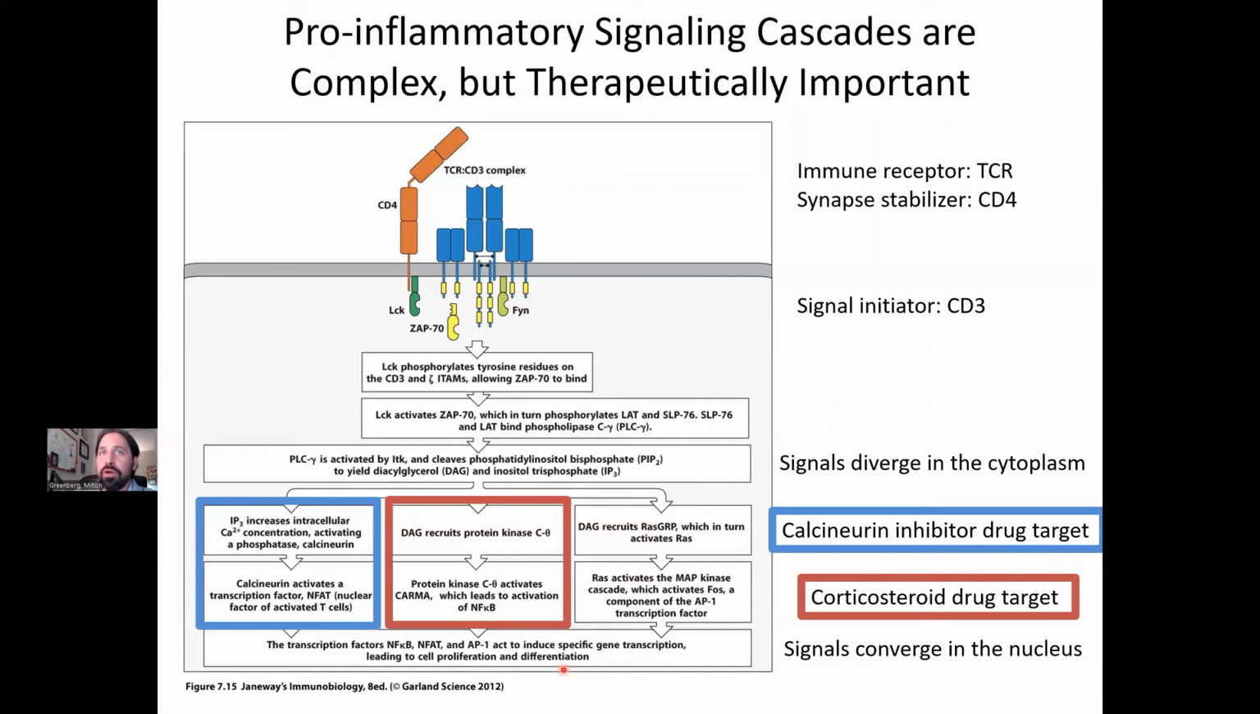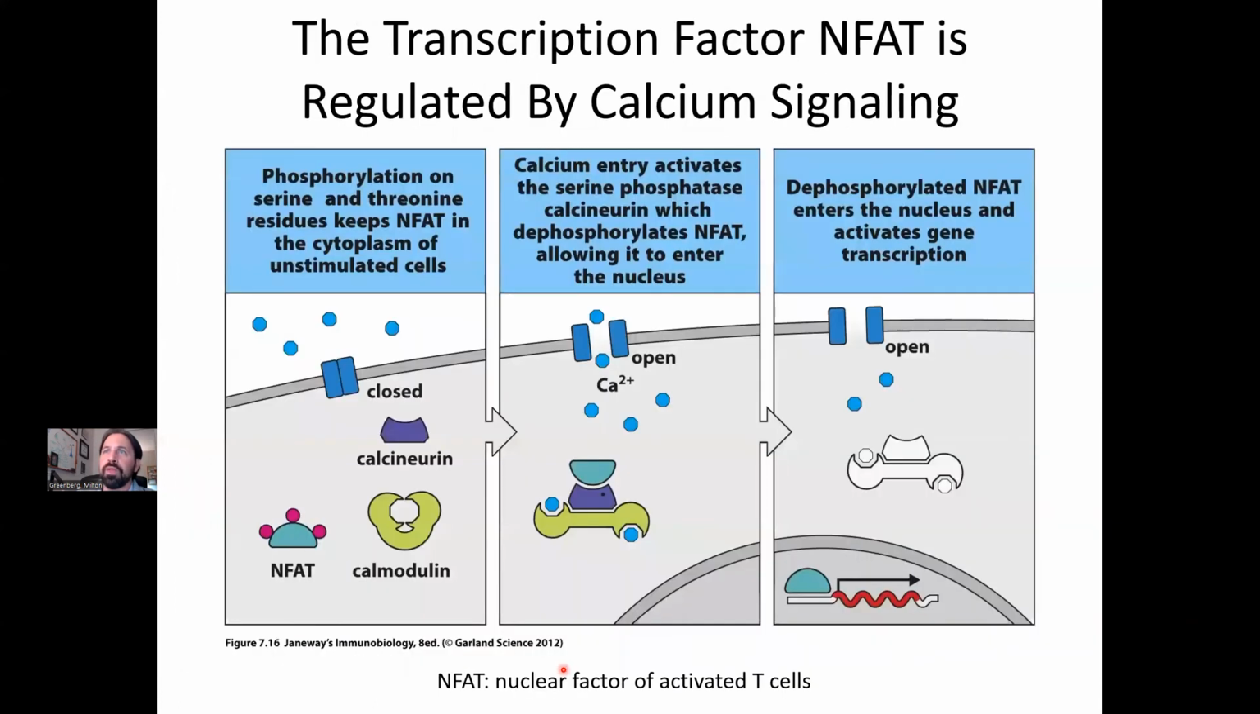Because if we don't turn on inflammation at the right time, that can have unwanted inflammatory effects in the body. That's no good for anybody. So let's talk about this calcium regulation. So we have NFAT, the nuclear factor of activated T cells. Just like all the other transcription factors, NFAT hangs out in the cytoplasm, just waiting for a signal.